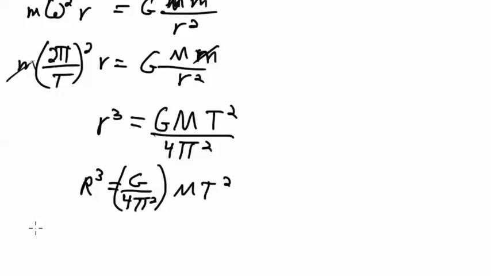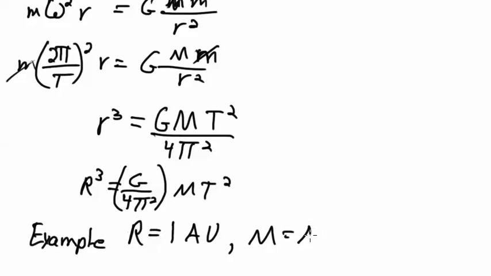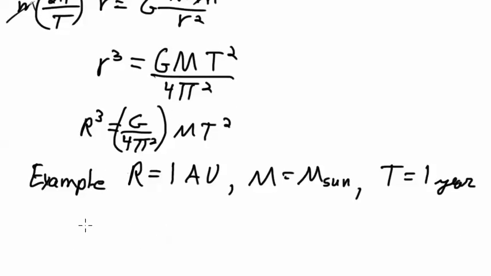And now the example I have in this case is r equals 1 astronomical unit, M is the mass of the Sun, and T is 1 year, because we got this one example. It's an empirical example that the Earth goes around the Sun with radius 1 astronomical unit in a period of 1 year. And our actual equation for this would be r squared equals M T squared. And basically I put a little constant in here.